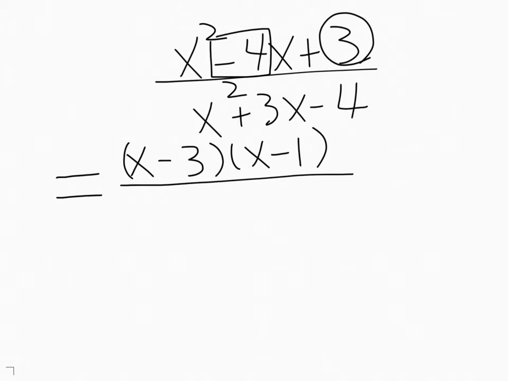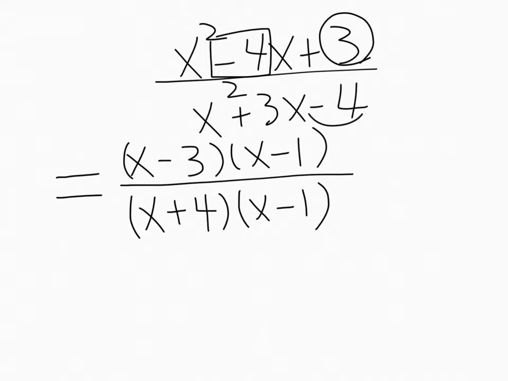How about the bottom one, the denominator? Repeating the same information, I'm looking for two numbers that multiply together to give negative 4 and add together to give positive 3. So I'm thinking of x plus 4 and x minus 1. Again, 4 times negative 1 is negative 4, and 4 plus negative 1 is positive 3.